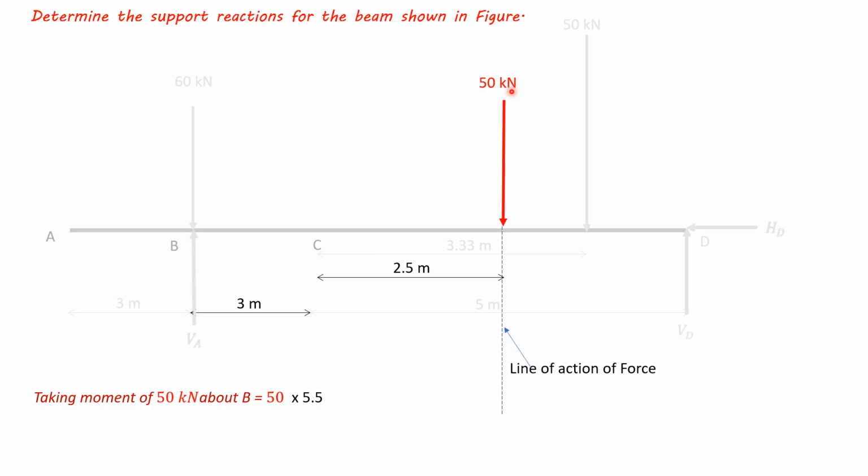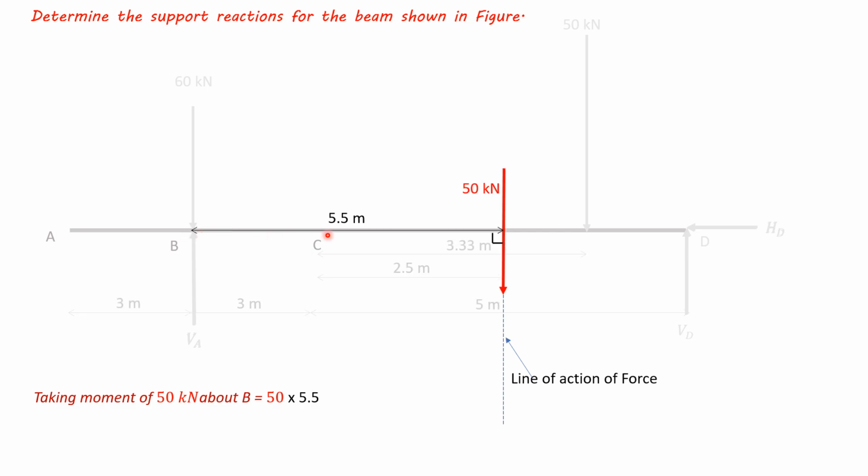Moment of 50 kilonewton force: its line of action is like this, and it will have perpendicular distance about point B of 5.5 meters, and it will rotate about point B clockwise, and it will have magnitude of moment of 50 into 5.5. So 50 into 5.5 clockwise.